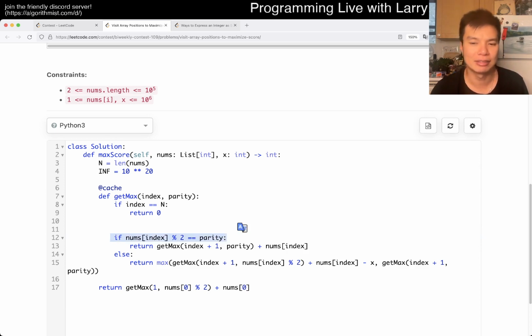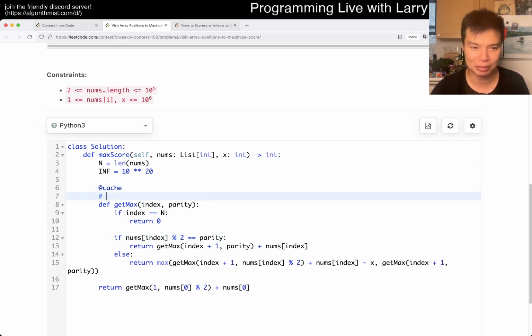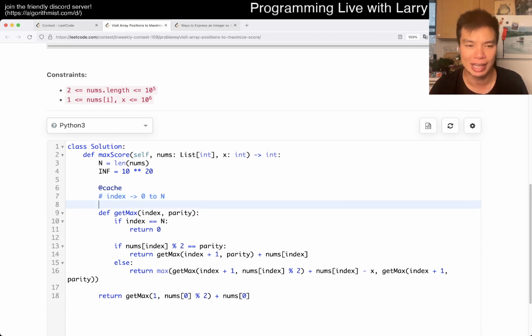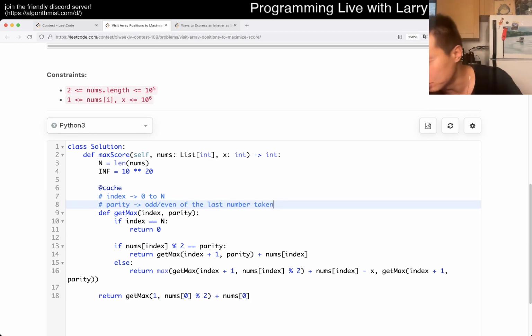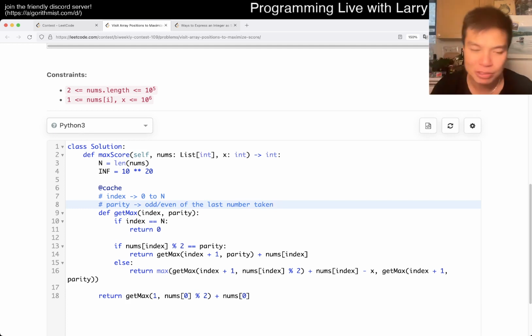if the parity is the same as the last. So okay, let me actually redefine this for a second. Index is from 0 to n, that's just the index that you're currently looking at. And parity is odd or even of the last number taken, right? And that's basically the idea. I actually misread this a little bit during the contest. I thought it's odd or even of the index taken, so I kind of wasted a little bit of time there. But I think I just did it bottoms up a little bit confusingly.